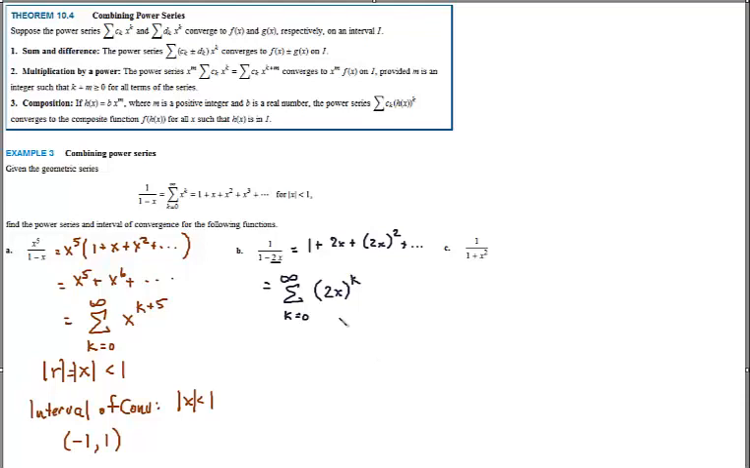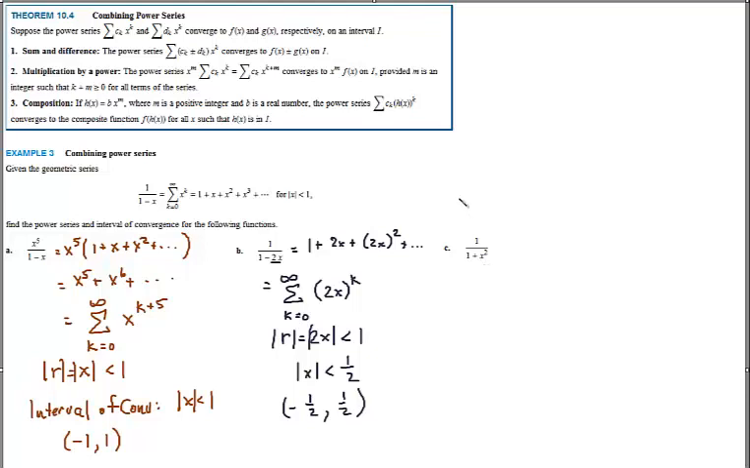Now, in order to find our interval of convergence, I'll have to say that this is a geometric series whose ratio, r, is equal to 2x. So this is going to converge provided that the absolute value of this ratio is less than 1. Or, doing a little algebra, I need to say that the absolute value of x must be less than 1/2. In other words, my interval of convergence is -1/2 to +1/2.